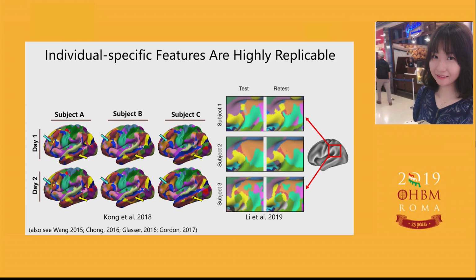So this figure shows the individual specific area level parcellations of 3 subjects from Lee 2019. Each row corresponds to 1 subject. The first column is the test sessions. The second column is the retest sessions. So we can see that the individual specific features in the area level parcellations are also replicable across sessions.